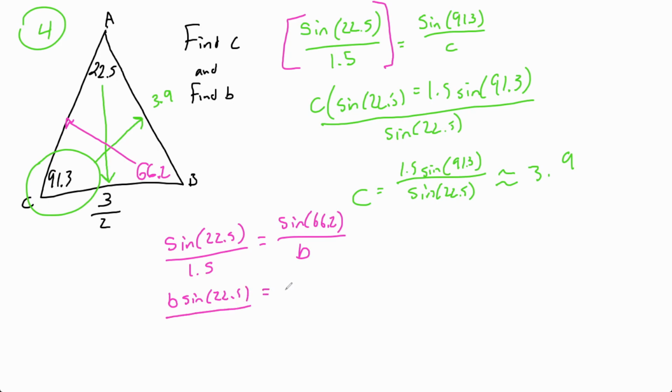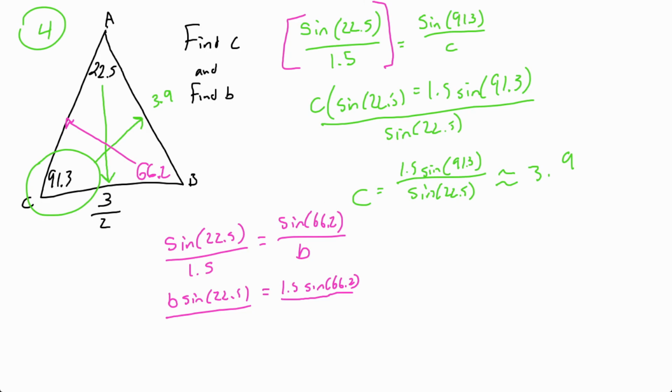We're going to do that anyways. It is equal to 1.5 sine 66.2. And let's look at this once we have, well, even here. This is exactly the same setup on the left. The right's looking similar, but look what happened here.